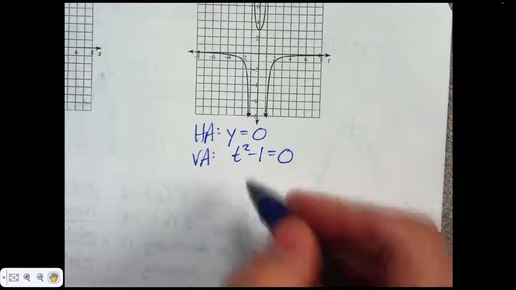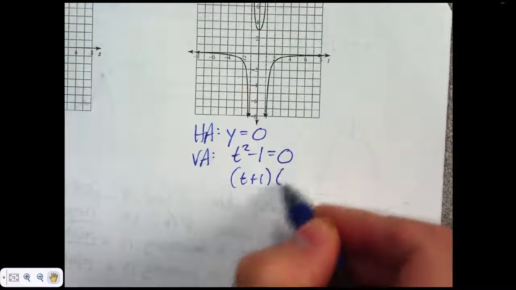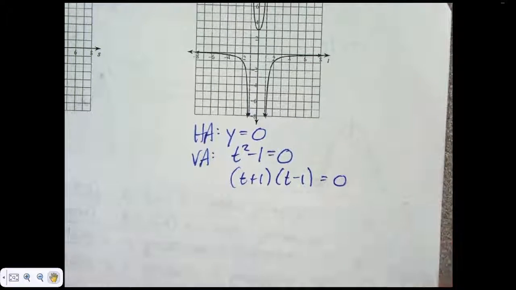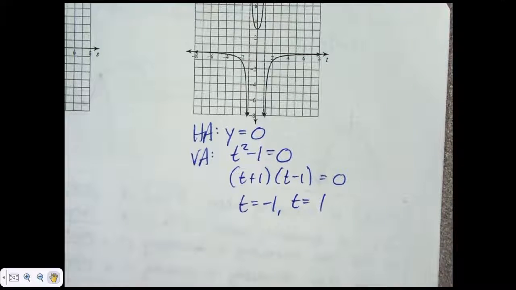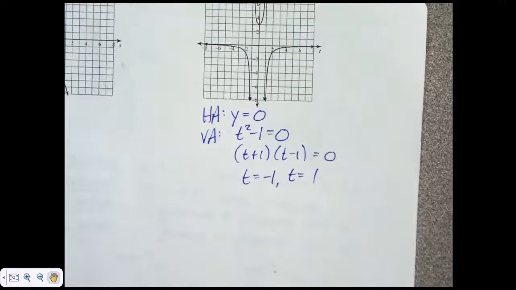So t squared minus 1 equals 0. (t plus 1)(t minus 1) equals 0. So t equals negative 1, t equals 1. So I do have 2 vertical asymptotes. That's going to matter a little while.